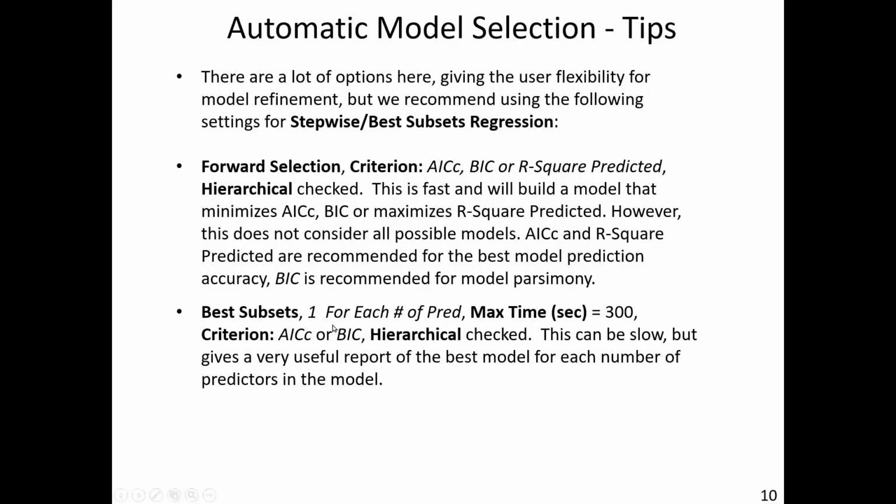Then best subsets, the setting we recommend is 1 for each number of predictors. So you're going to get one model for each number of predictors. So if I have 15 potential terms, I'm going to have a model for 1 term, a model for 2, a model for 3, and so forth. And then use either AICC or BIC with hierarchy checked. This can be slow, but gives a very useful report of the best model for each number of predictors in the model. And of course, we'll be demonstrating that.